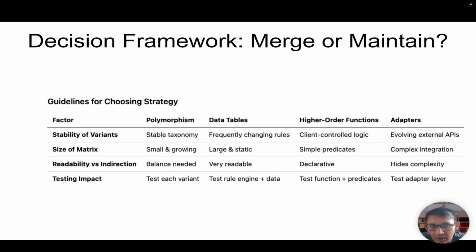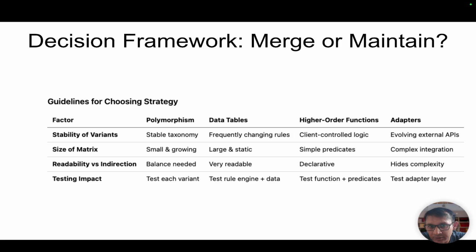If you have a stable taxonomy that grows predictably, like user roles in a content management system, polymorphism works beautifully. The roles are well defined and don't change often, and you might add new operations or refine existing ones. If you are frequently changing rules like pricing matrices or business policies, data tables are much better. The business can change the rules without requiring code changes, and you can manage the complexity through configuration.